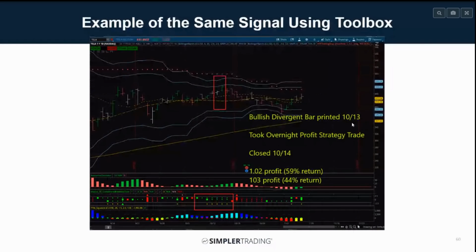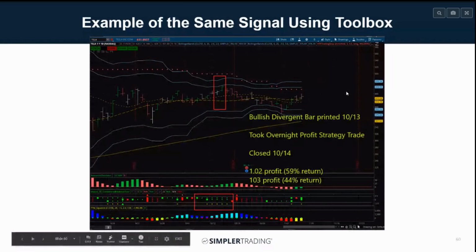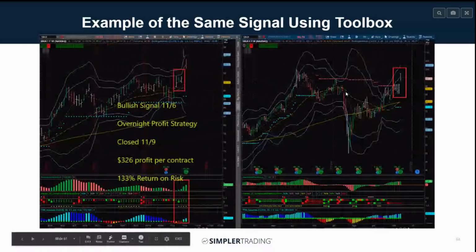Took the bullish divergent bar that printed on the 13th, did the overnight profit strategy, closed it out the 14th. In one of the accounts, I took a $102 profit per contract. It was a 59% return on risk in that account. And in the slightly larger account, I took a $103 profit per contract, which was a 44% return on risk. But very happy to take those profits quickly off the table the next day.